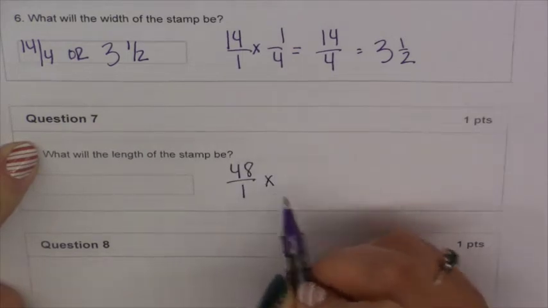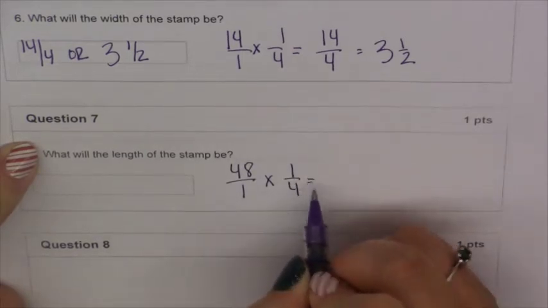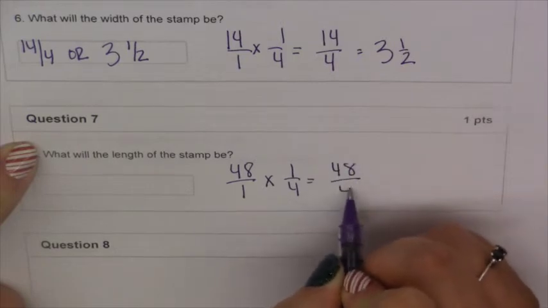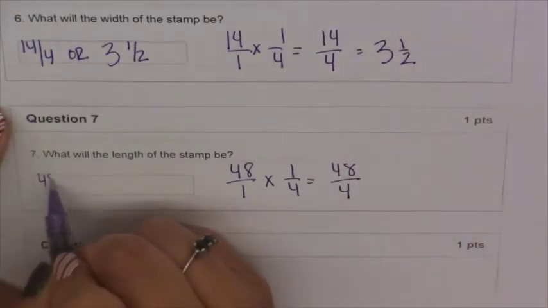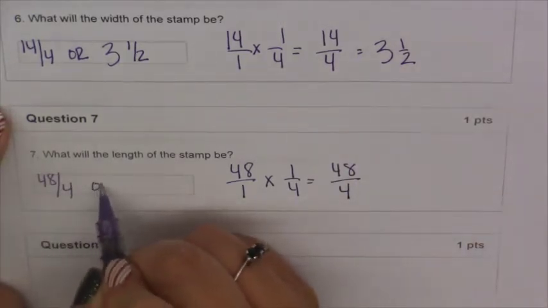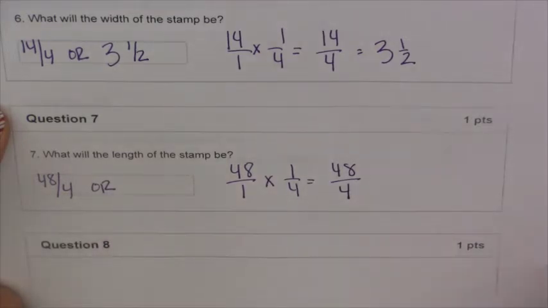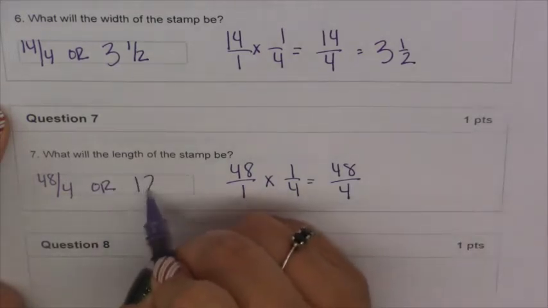And we take that times our scale factor of 1/4. So we get 48 over 4, or if we simplify that, we get 12.